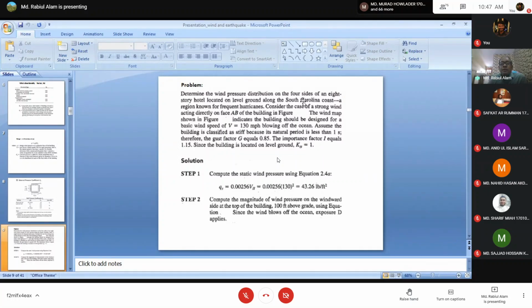So it's a building, a rectangular building. So it's an 8-story hotel building located on the South California coast.